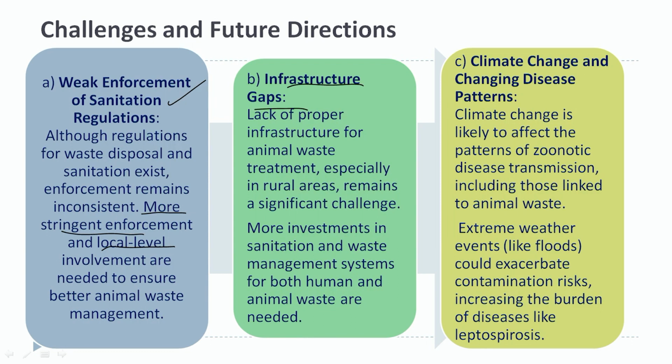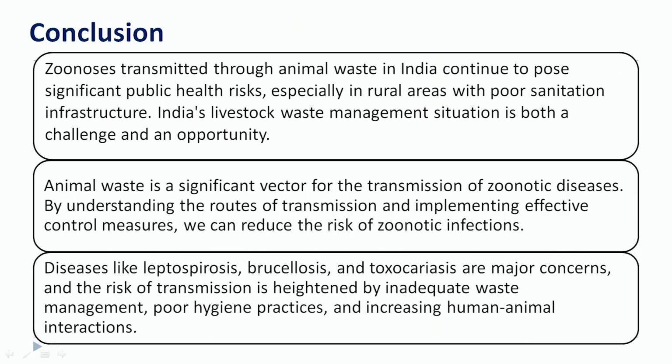Infrastructure gap. Lack of proper infrastructure for handling and treatment of animal waste is one of the most important challenges for prevention of zoonotic diseases. Along with that, climate change leads to changing patterns of different diseases, because with climate change, flood events increase and lead to an increase in the incidence of diseases transmitted by contaminated water, like leptospirosis.